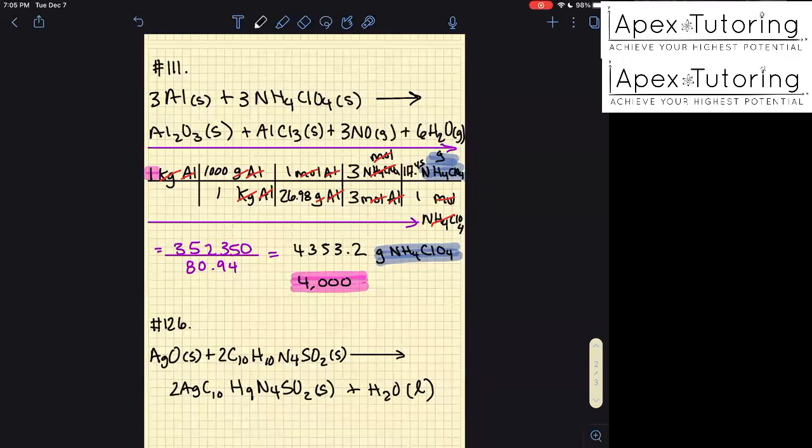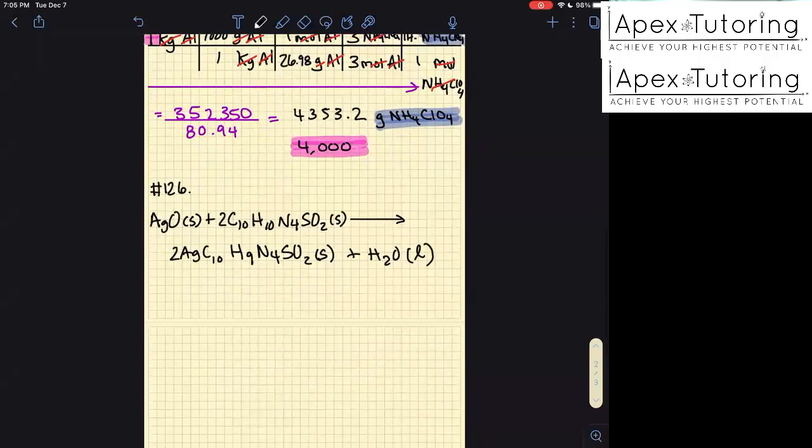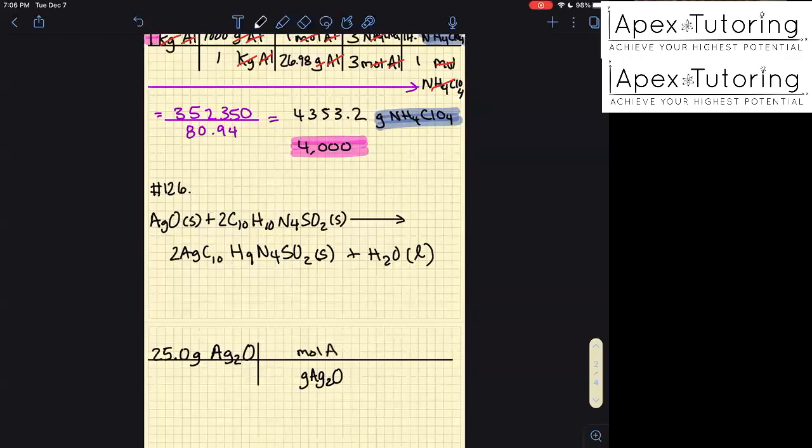Okay, so let's start with the first given piece of information, which is the 25 grams of Ag2O. What should we do? Turn it into moles. Okay. What units go on bottom? Put grams of Ag2O. What units go on top? Moles of Ag2O.